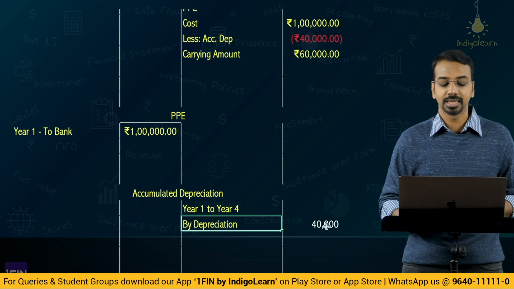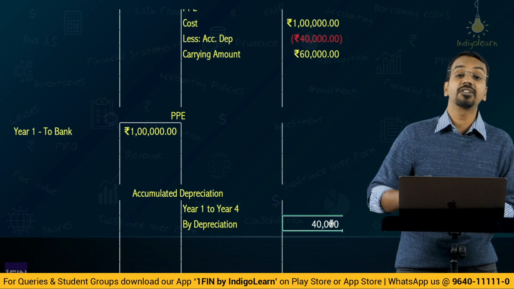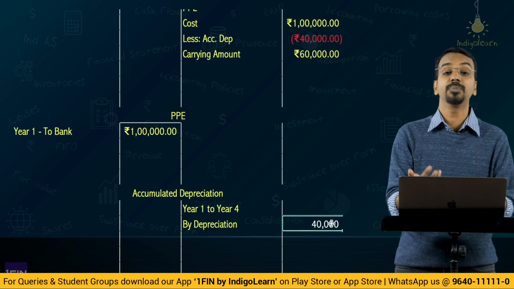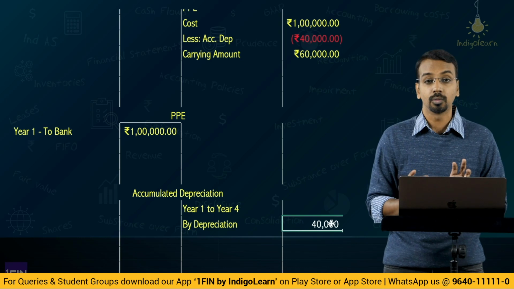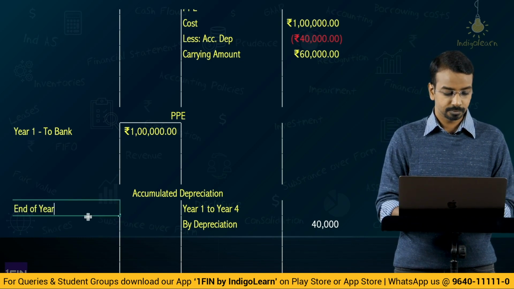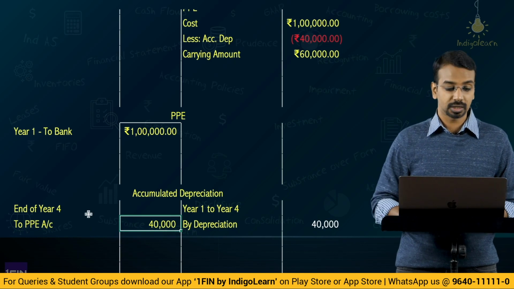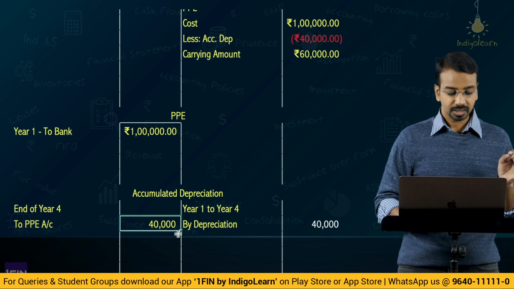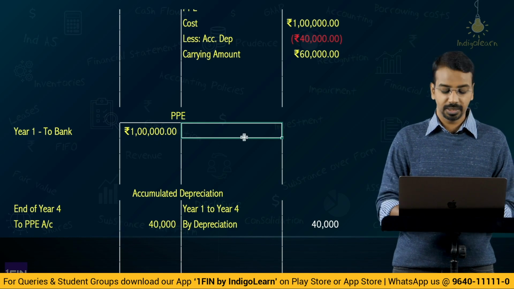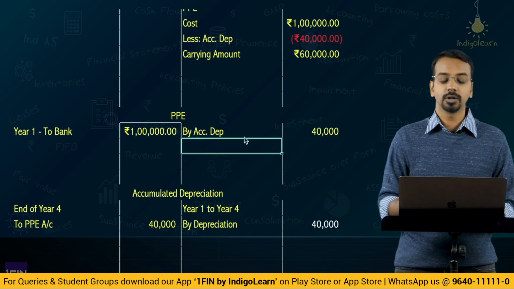This depreciation balance is there, right? 40,000 in the accumulated depreciation account. You transfer it to the PPE account and make the PPE account equal to the carrying amount. So, from here at the end of year 4, we will say to PPE account, that is 40,000. We will transfer this 40,000 from this account and bring it to the PPE account, by accumulated depreciation 40,000. Now, once we do this, what happens?